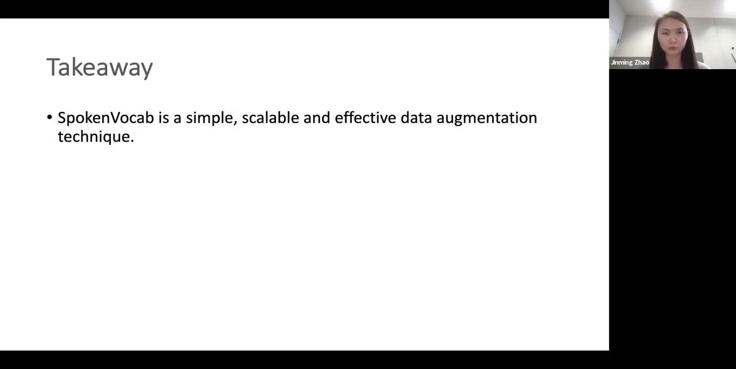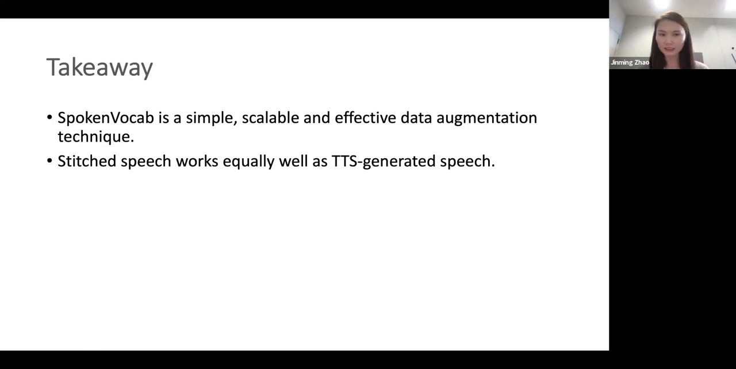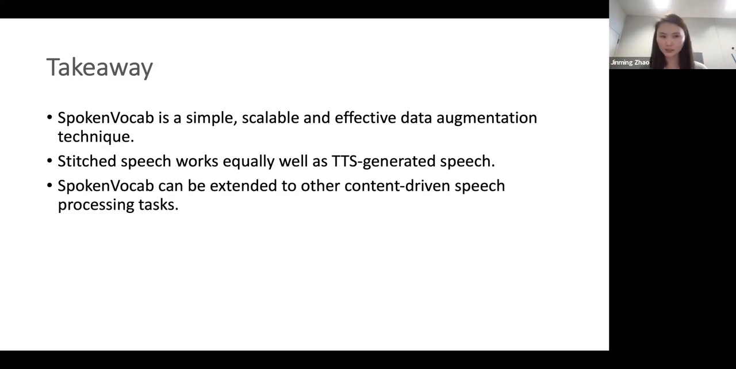In conclusion, we propose SpokenVocab, which is a simple, scalable, and effective data augmentation technique. In the context of speech translation, stitched speech works equally well as the TTS-generated speech. Since SpokenVocab is a generic data augmentation technique, we expect that it can be extended to other content-driven speech processing tasks, for example, ASR. And this is all for this work.